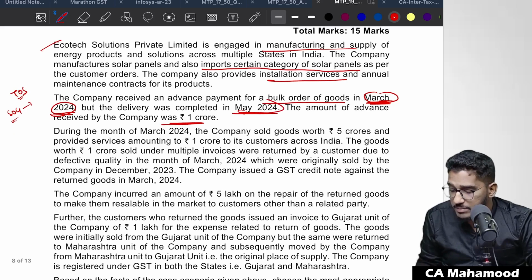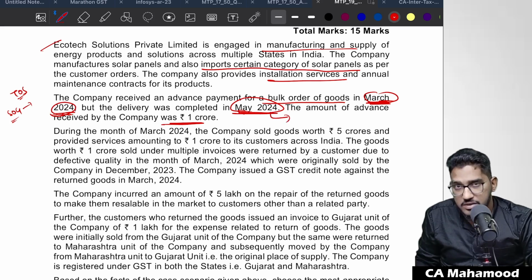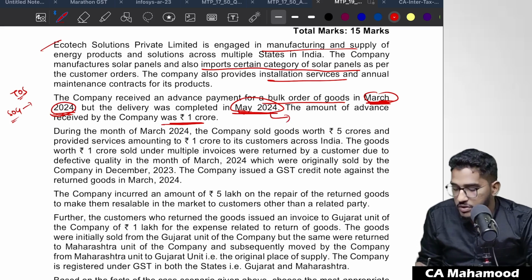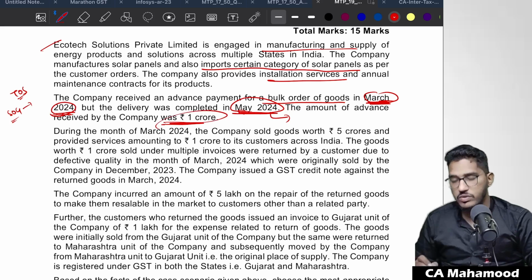But the delivery was completed in May 2024. Since the delivery got completed in May 2024, this amount will be treated as supply only in the month of May, not in the month of March. So the amount of advance received by the company was 1 crore.